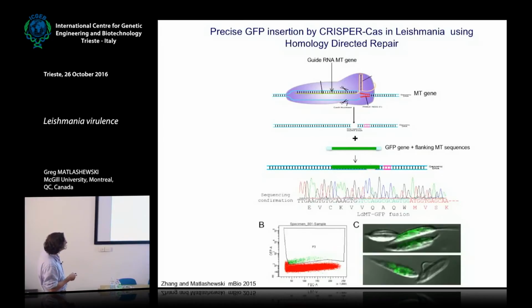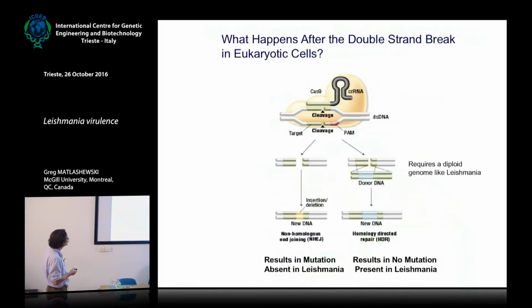And so these cells were also resistant to miltefosine. That was a way of putting a selection on these cells for miltefosine, and the surviving cells had to have lost this gene, and these were all green cells as well. So the homologous recombination approach worked.